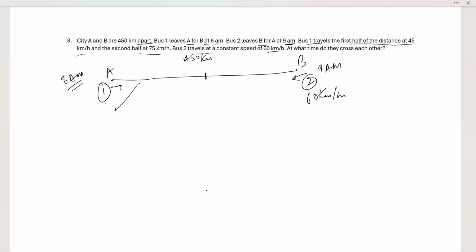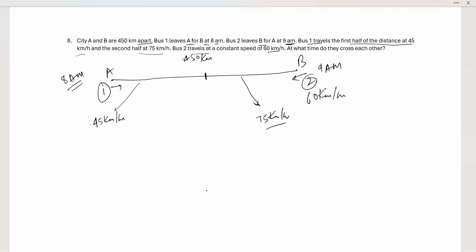This distance is being traveled at a speed of 45 kilometers per hour. And this distance is supposed to be traveled by A at 75 kilometers per hour. Okay. So this is how it works. This is what the question says. Now, at what time do they cross each other?